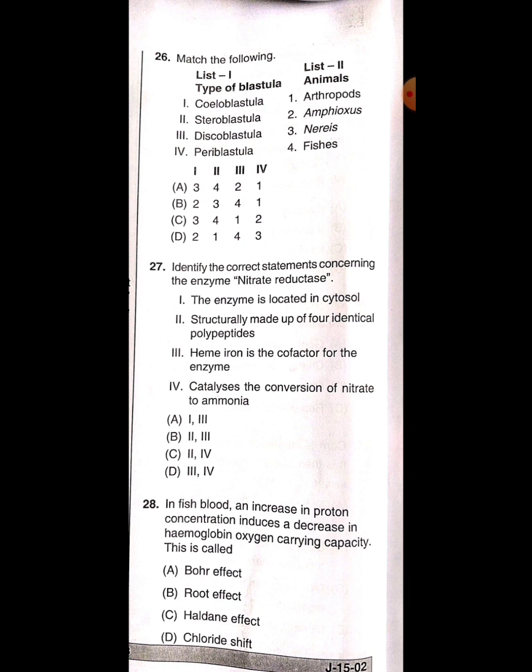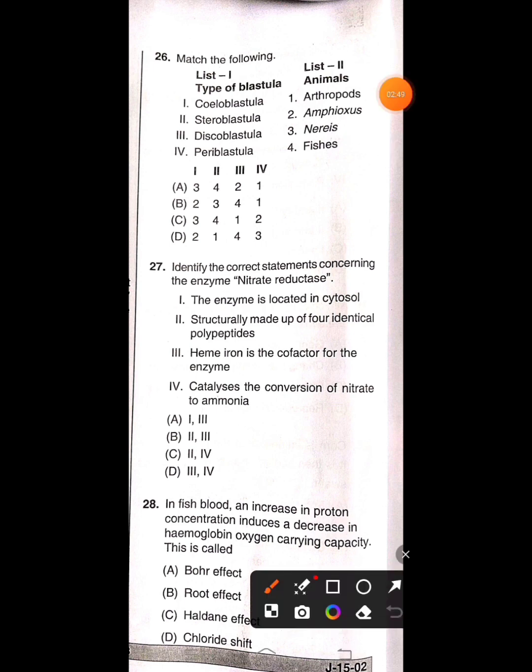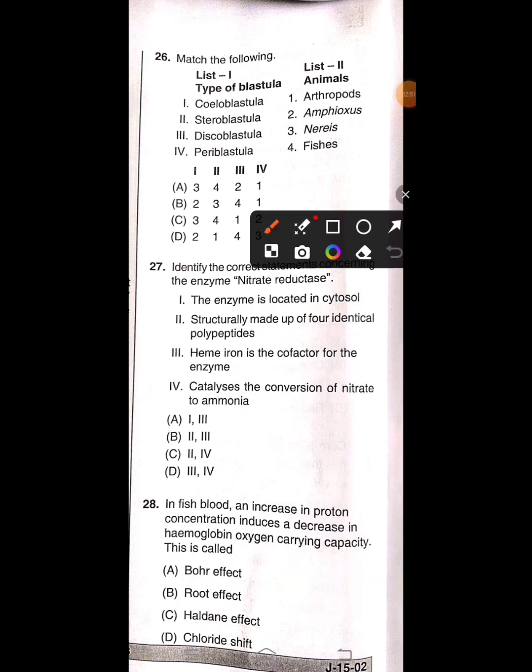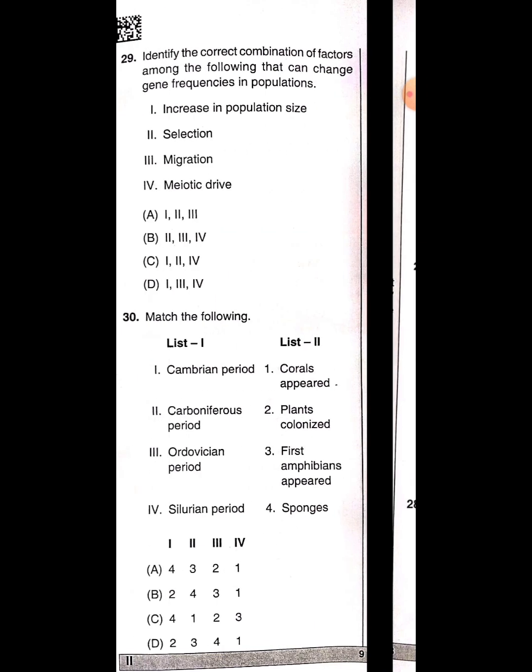In fish blood, an increase in proton concentration induces a decrease in hemoglobin oxygen carrying capacity. This is called: the options are Bohr effect, root effect, Haldane effect, chloride effect. Here also I am going to reveal the answer. The answer is root effect. Let's see the next question.